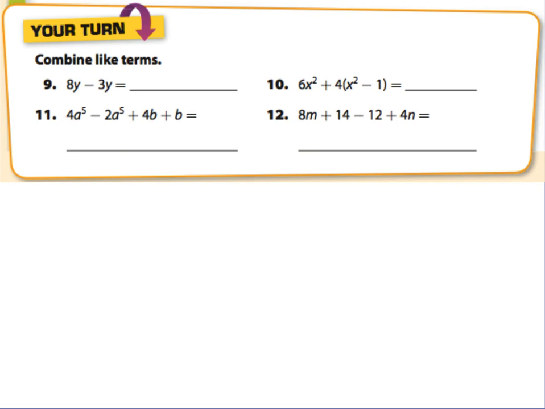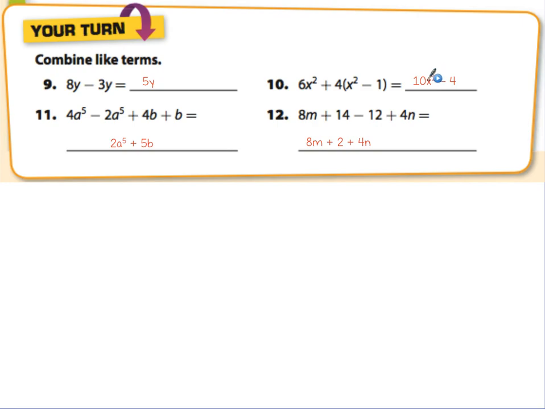All right, so what I'd like you to do is I would like you to go through and combine your like terms and simplify, and create equivalent expressions for numbers 9 through 12. When you come back, we'll check your answers. All right, so you should have found that for number 9, you got 5y, because 8 minus 3 is 5. That one was pretty simple.